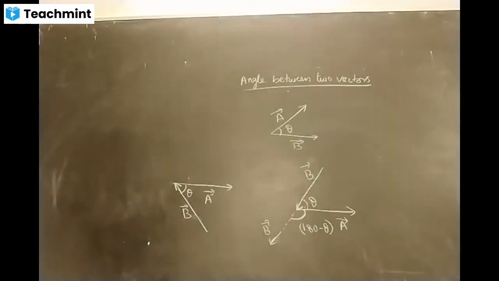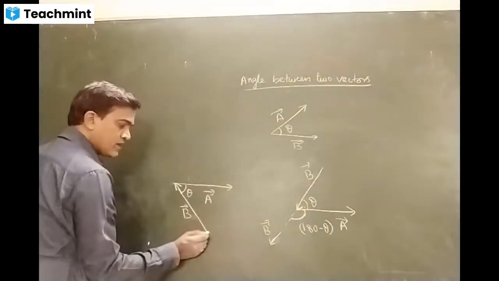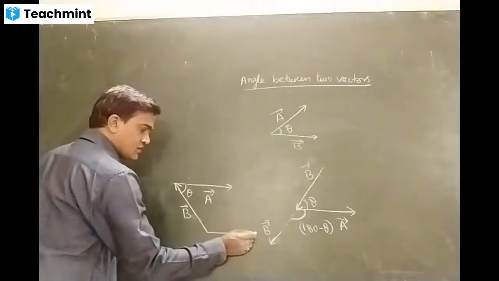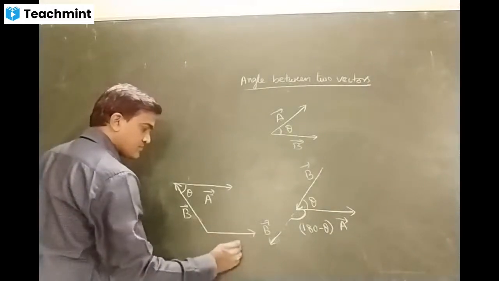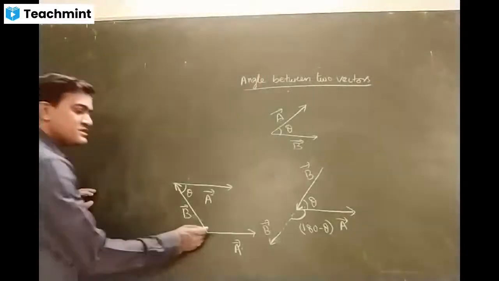Sir, extend A bar downward, parallel. Parallel movement, A bar parallel movement. I can move A bar like this such that now this is A bar. This is A bar. And again, what should be this angle?